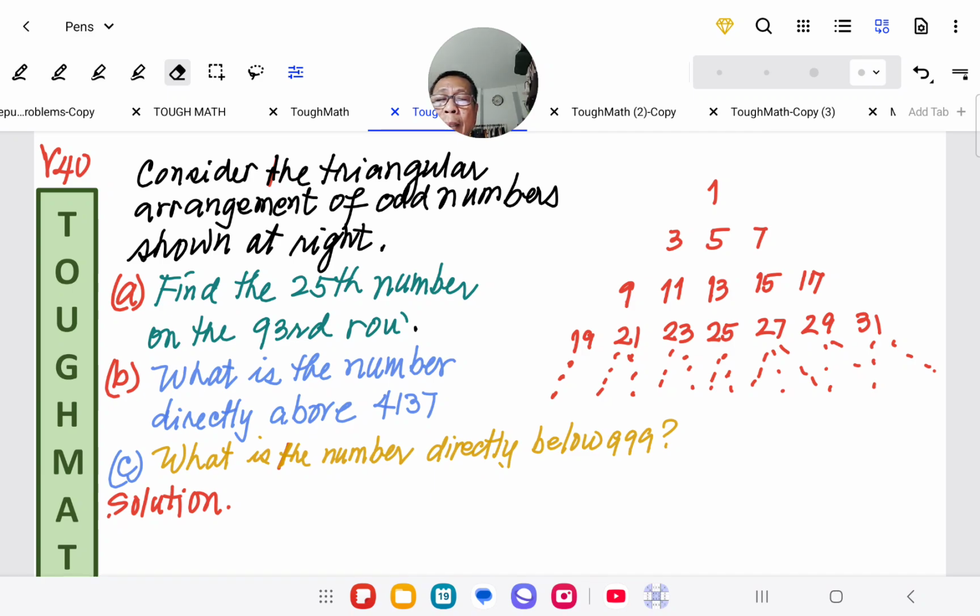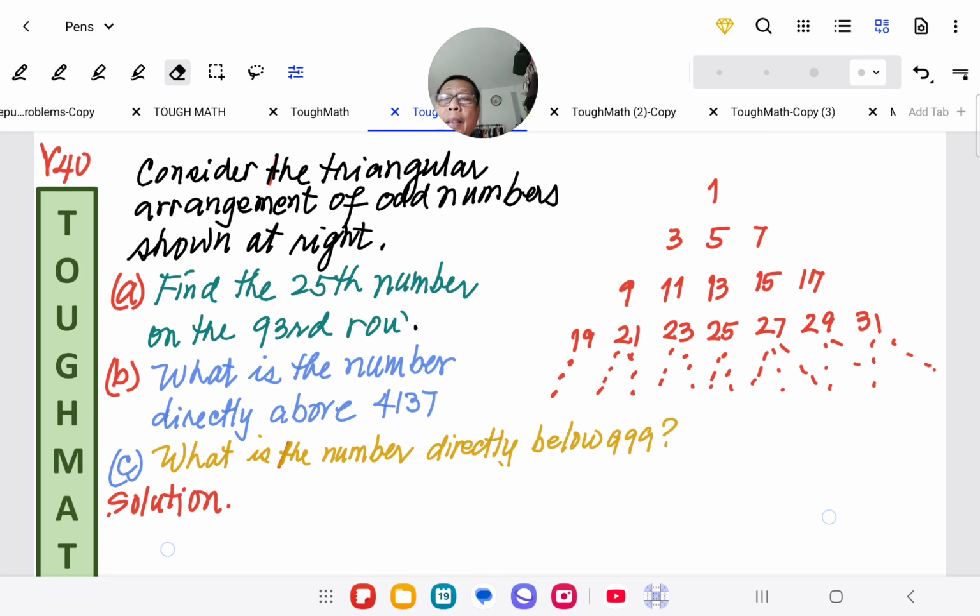And second is, what is the number directly above 4,137? And the third question is, what is the number directly below 999?